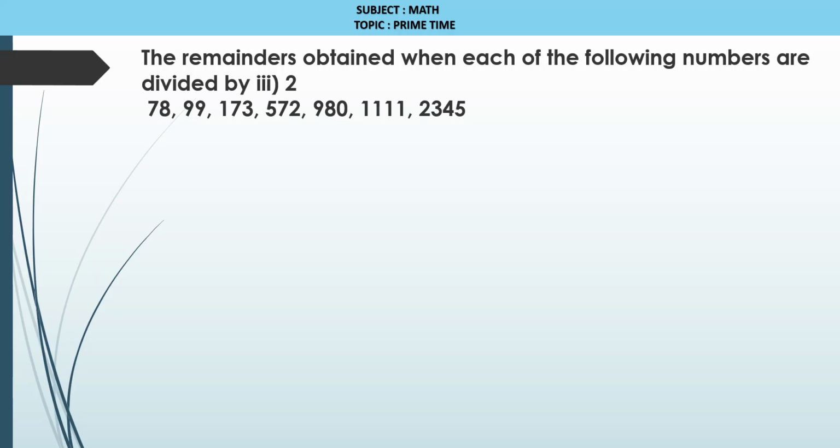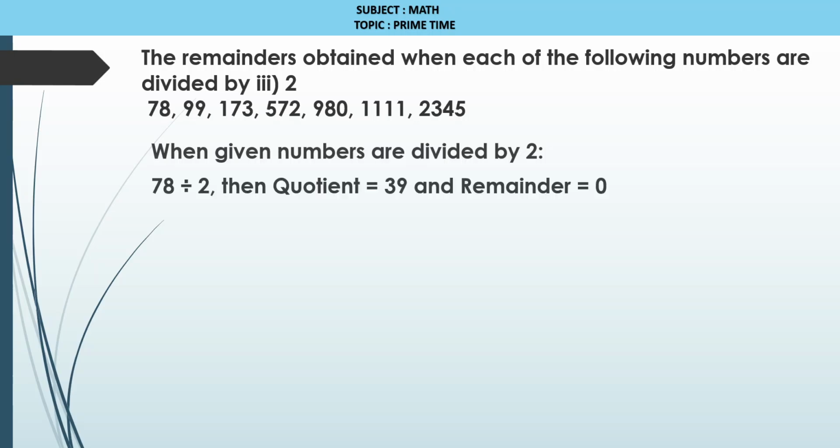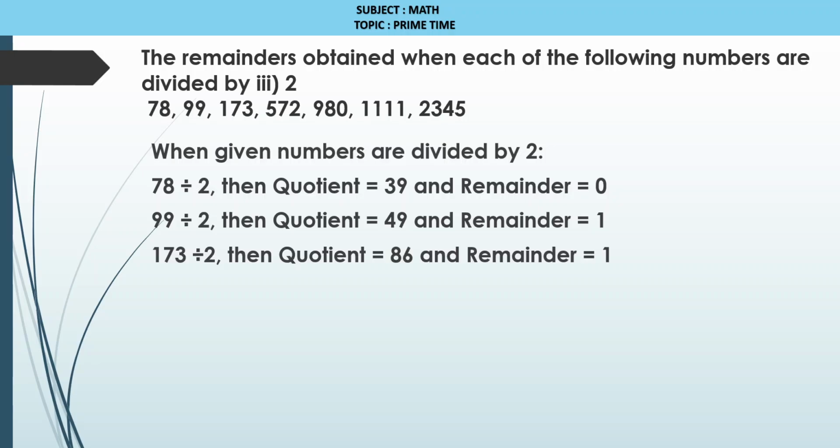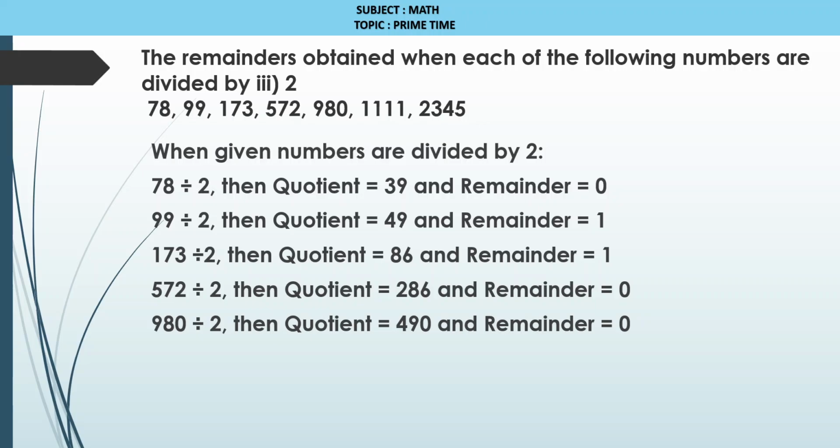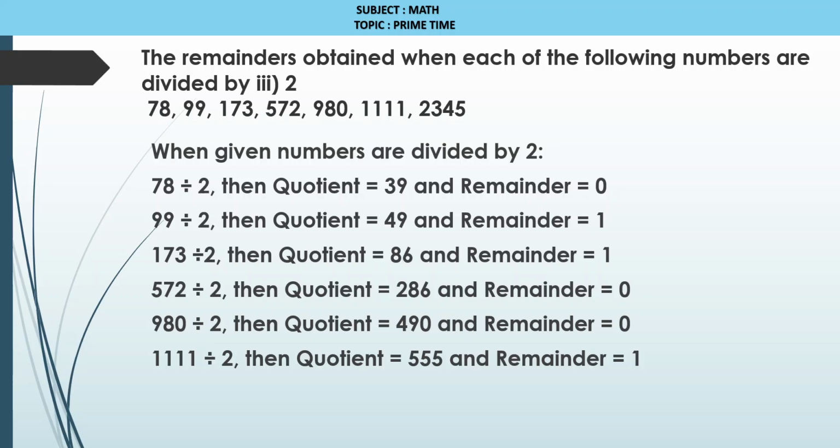The remainders obtained when these are divided by 2: 78 divided by 2, the remainder is 0 and the quotient is 39. 99 divided by 2, the quotient is 49 and the remainder is 1. 173 divided by 2, the quotient is 86 and the remainder is 1. 572, then the quotient is 286 and the remainder is 0. 980 divided by 2, the quotient is 490 and the remainder is 0.